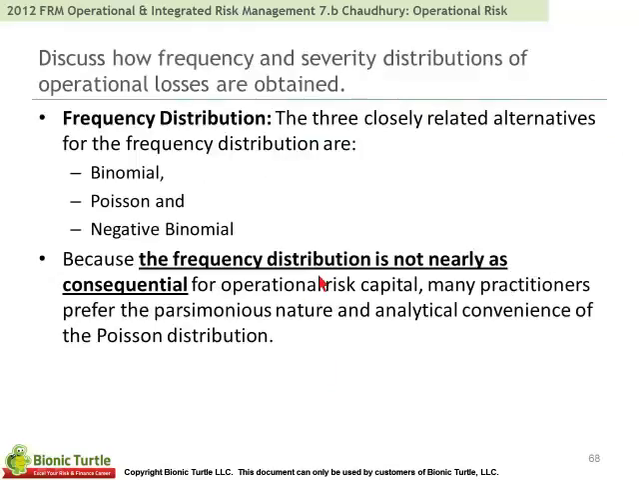So there's a discussion about how the frequency and severity distributions are obtained. In terms of the frequency, remember that's a discrete or counting distribution. So the most commonly considered are the binomial, Poisson, and negative binomial. The Poisson seems to be the one in the FRM that we've most commonly encountered. Very simple, that one lambda parameter. However, there's the caveat that the frequency distribution is not nearly as consequential as the severity distribution.